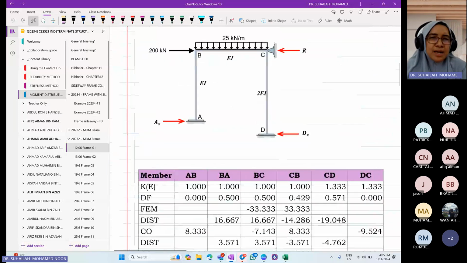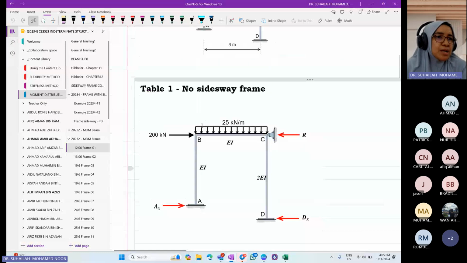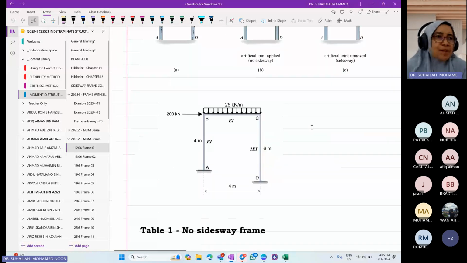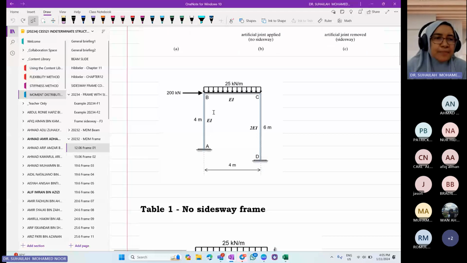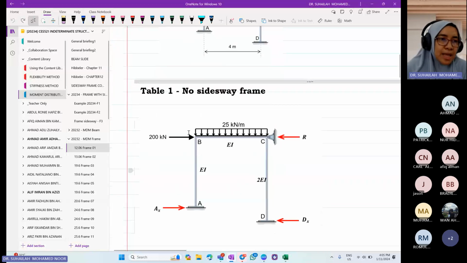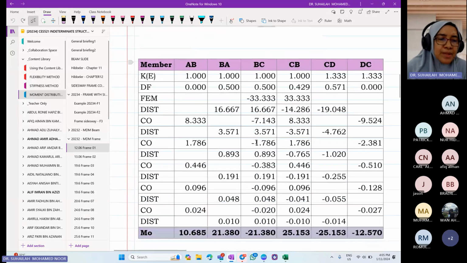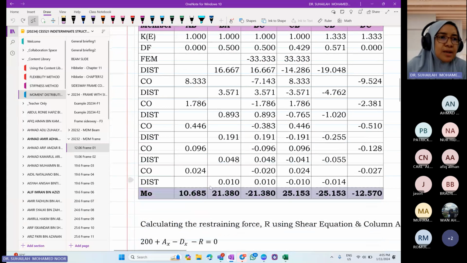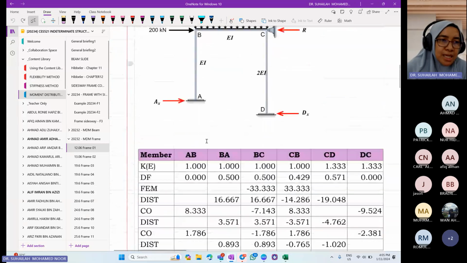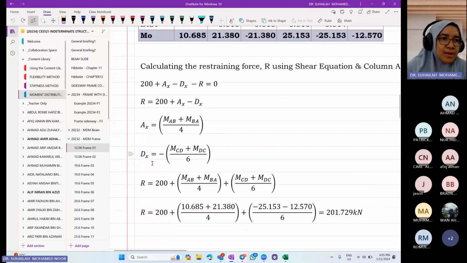Okay, I will go through about 5 minutes, 5 to 10 minutes like that. So the same, this is the concept. This is the question. Unsymmetry. So here there is a 200 point load at B, so it moves to the right. Step is part 1, table 1, no sidesway frame, put R here. Calculate FEM and then the table M0, and then use this to write the shear equation and use column AB and column CD to get AX and DX, and then you will get R.